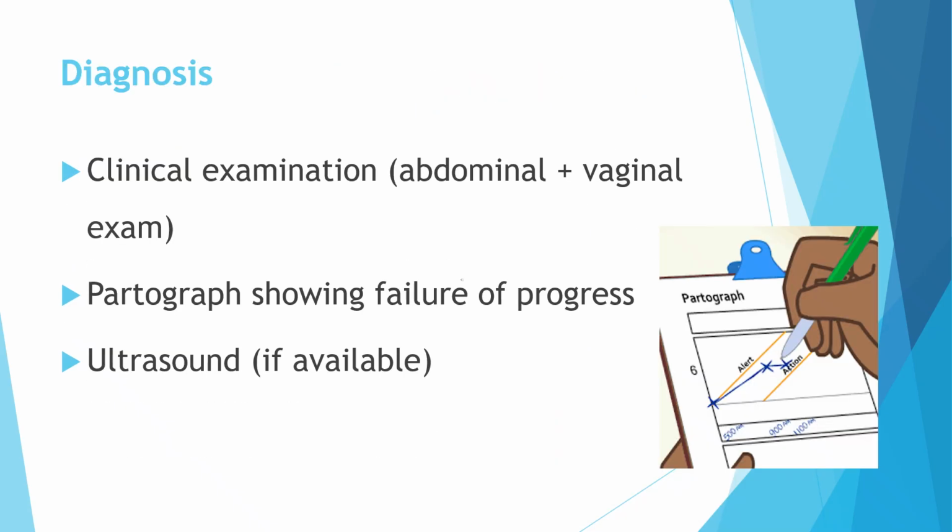Let's understand diagnosis of obstructed labor. To diagnose obstructed labor, first we do a clinical examination, which includes checking the abdomen and doing a vaginal exam to see the baby's position and progress. Then we use a partograph, which is a chart used during labor. If it shows that labor is not progressing, it is a strong sign of obstruction. If available, an ultrasound can also help to confirm the baby's position, size, or any abnormalities.